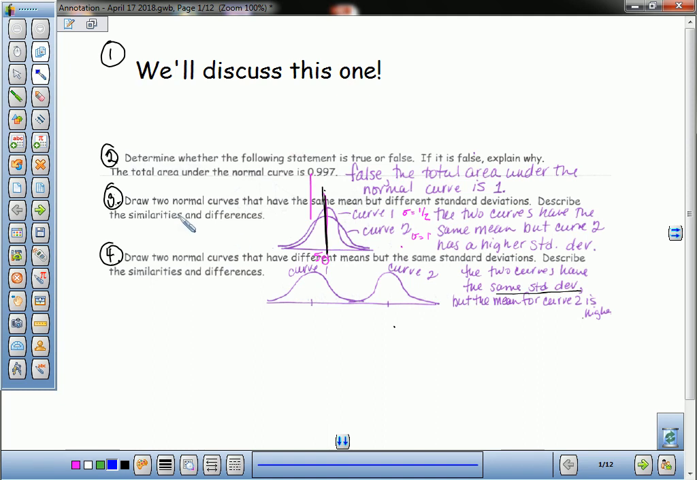Okay, number 2. If they have the same mean, then the line of symmetry has to be the same. But different standard deviations mean the shape of the curve changes, right? Yes. Number 2 has the same standard deviation, which means the shape of the curve is identical. But they have different means, so I had to draw those curves in different places.